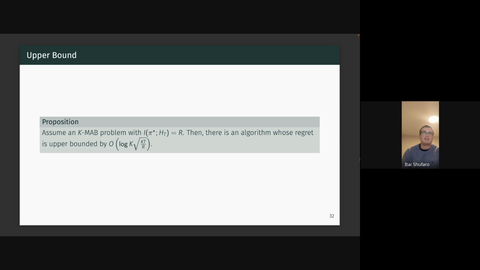We also showed this regret upper bound for a K multi-armed bandit problem with the constraint that we have accumulated exactly R bits of information by the end of our exploration. So for a K multi-armed bandit problem with R bits of information accumulated, there is an algorithm whose regret can be upper bounded by this term here, O of log K square root of KT divided by R.